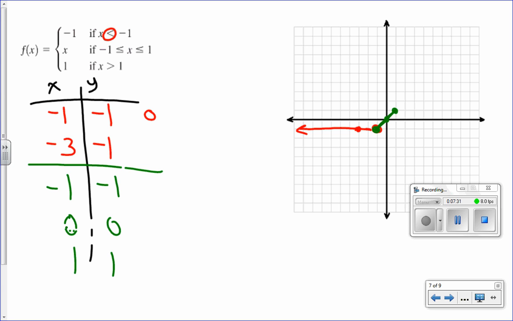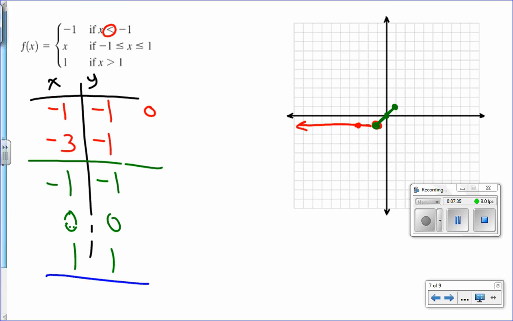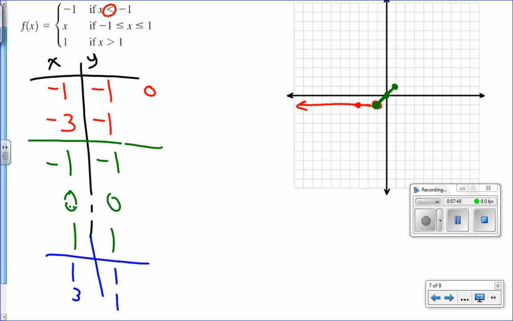So the third part of this looks like it's just a constant function again. I'm going to start with 1 and go to, let's plug in 3. So if I plug in 1 into this, the output is 1. If I plug 3 into here, the output is also 1. Let's make a note here that we do have an open circle at 1, 1 because of the inequality. So 1, 1 will have an open circle, and then 3, 1. And so here is a graph of the function.